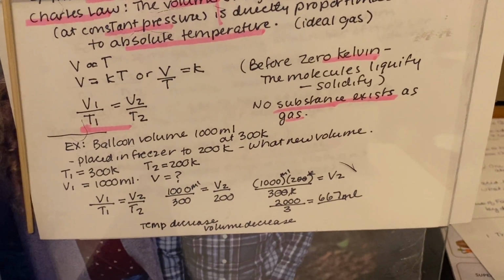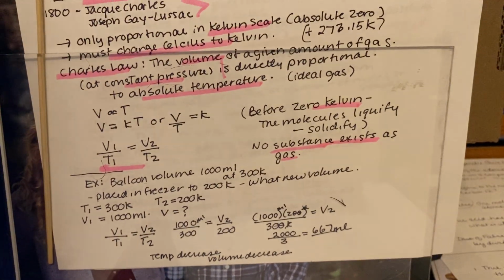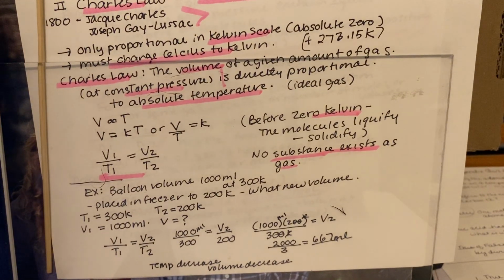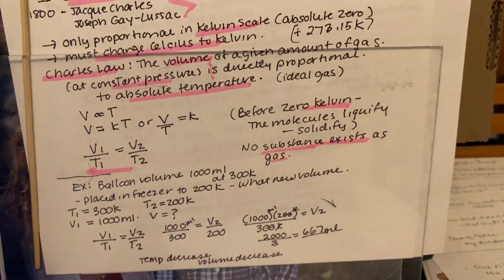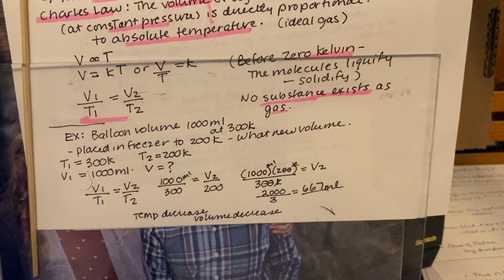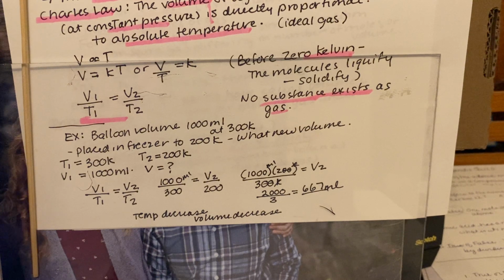So now here is the problem that we have. Let me find it and read it to you. A balloon has a volume of 1,000 milliliters at 300 Kelvin, which is 80 degrees Fahrenheit. If it is placed in a laboratory freezer with a temperature of 200 Kelvin, which is negative 100 degrees Fahrenheit, what will be the new volume? Okay, let's find that out.